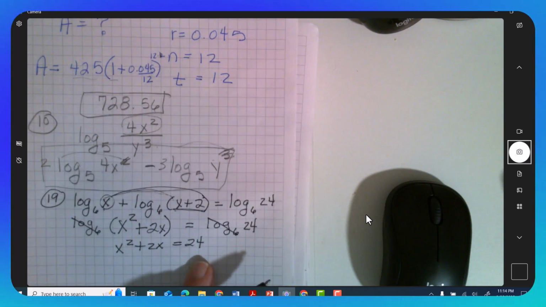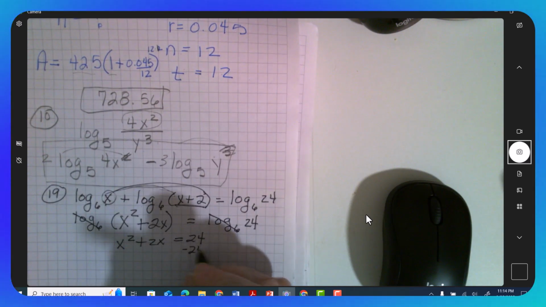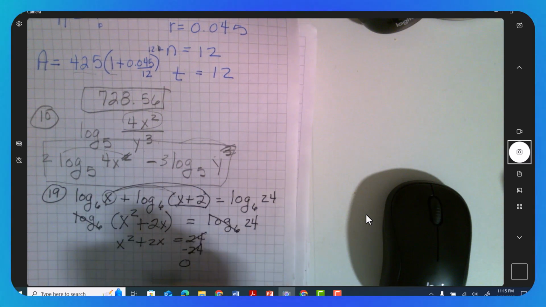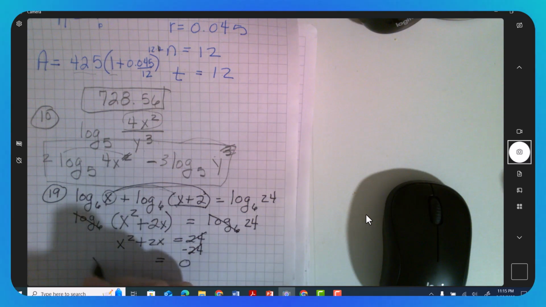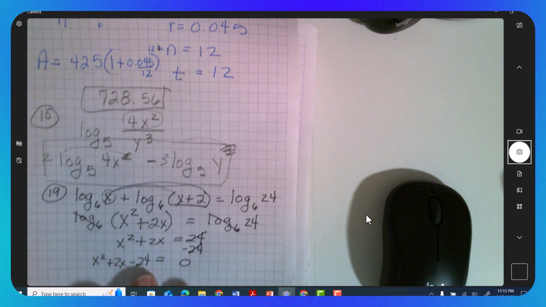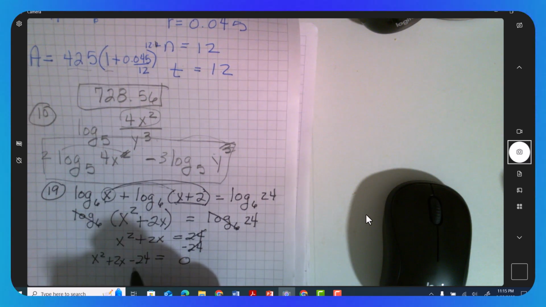Okay, and then we have x squared plus 2x equals 24. Subtract 24 from both sides. This is going to be 0 on the right. On the left-hand side, we have x squared plus 2x minus 24. So now we're going to factor the left-hand side.